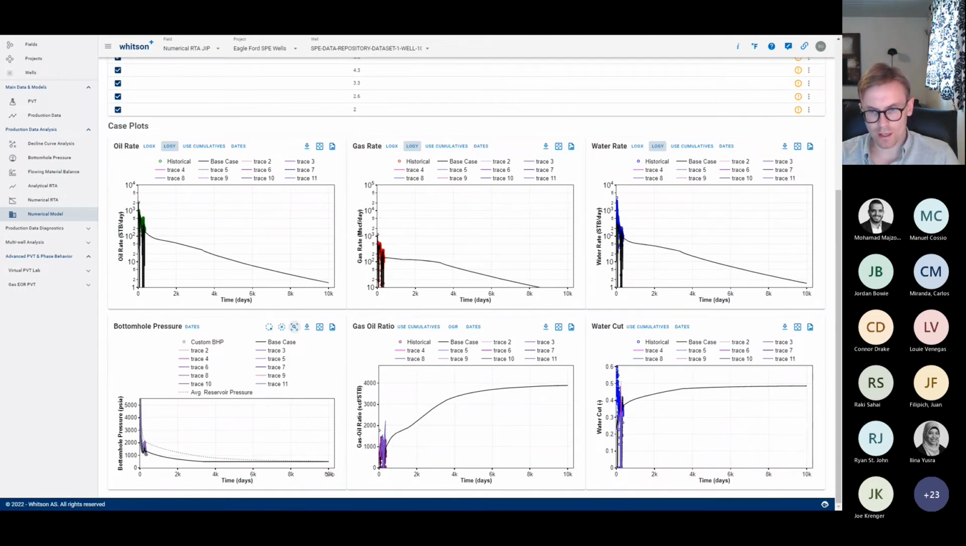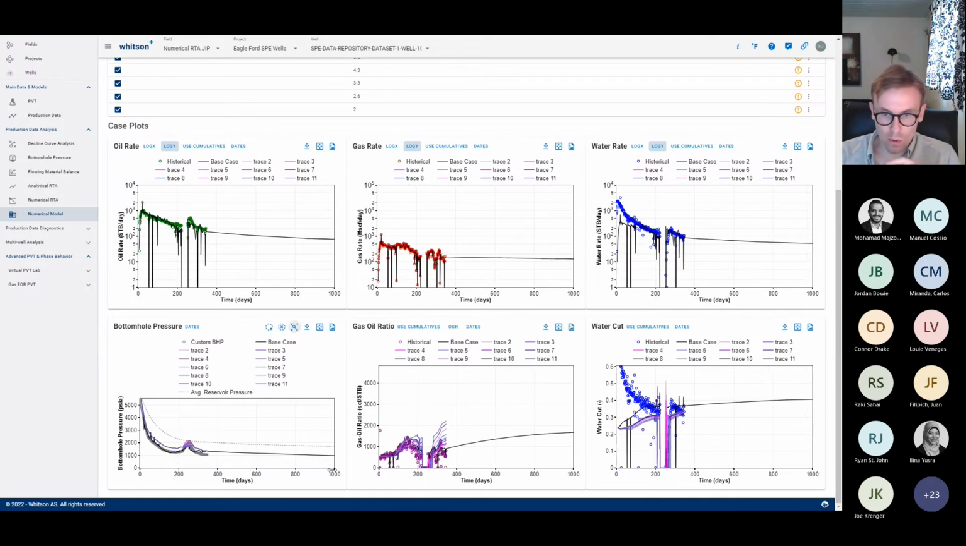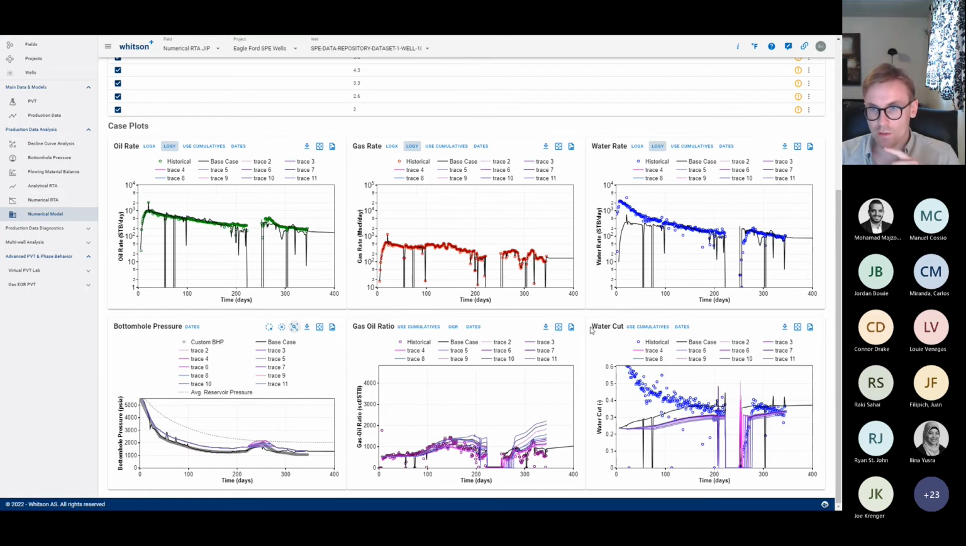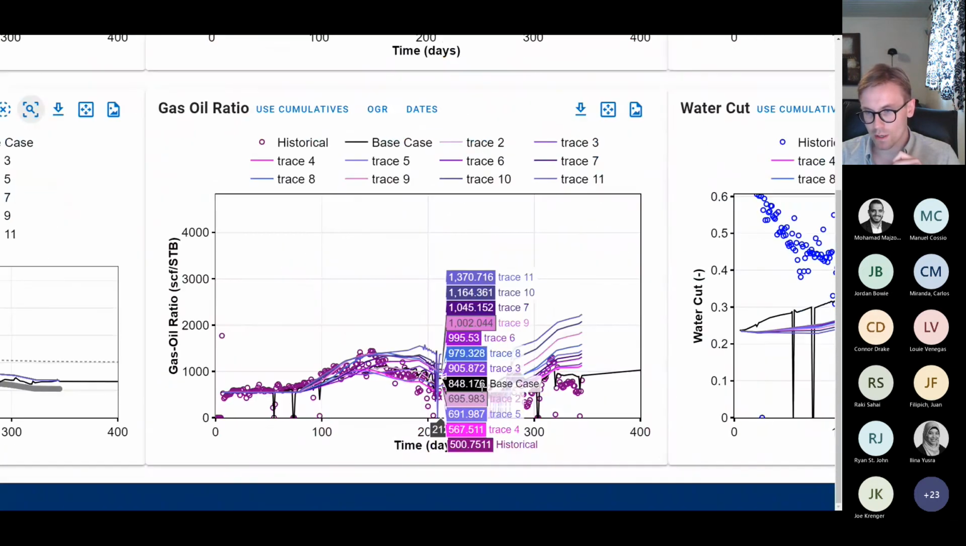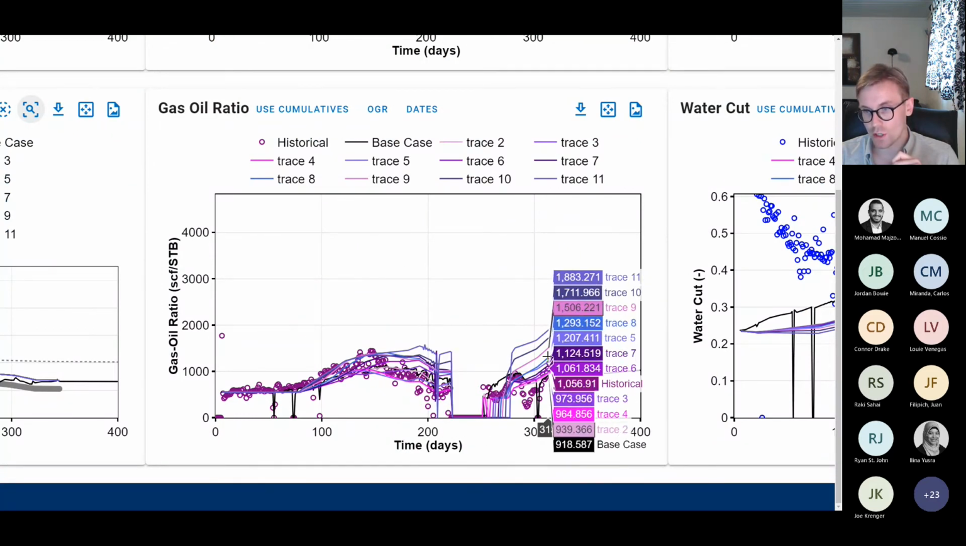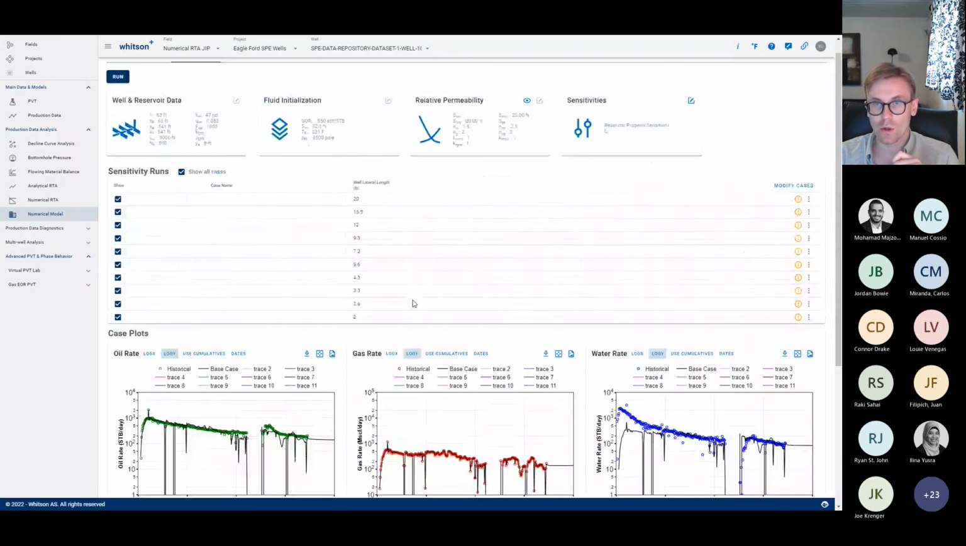An example of that is actually done here, so I'll just show that real quick. Maybe for 300, 400 days. So these are different cases for just a well lateral length. We just looked at a few different things, but then you can study things like how boundaries have an effect on your GOR, or your gas oil ratio.